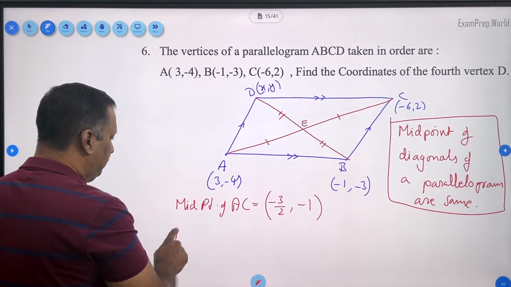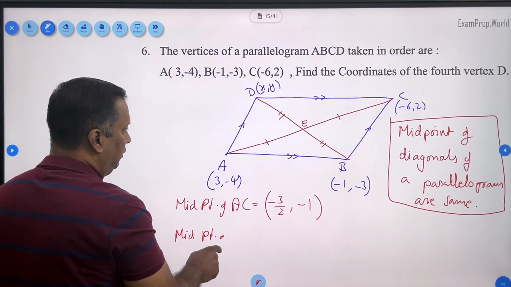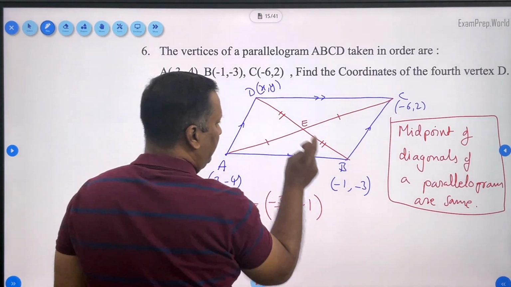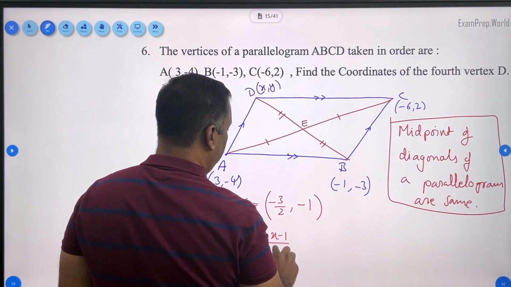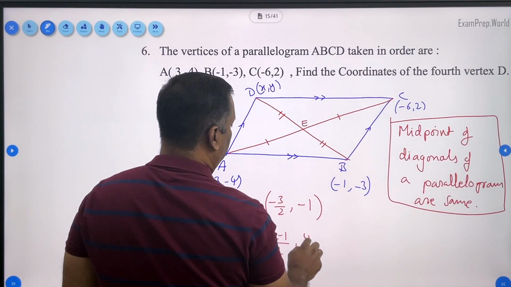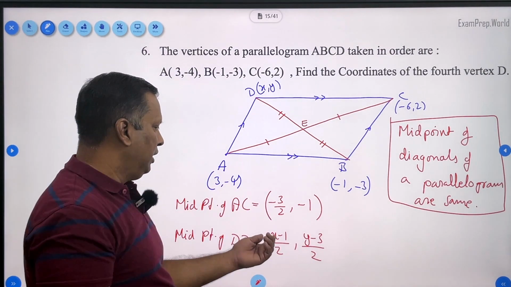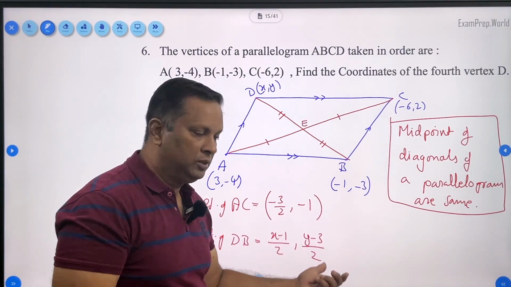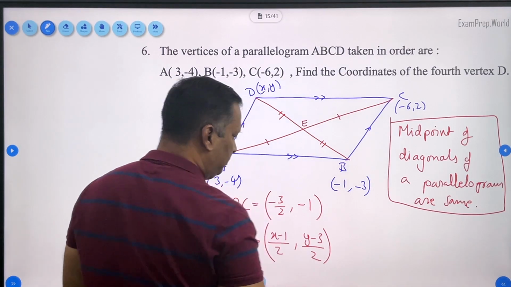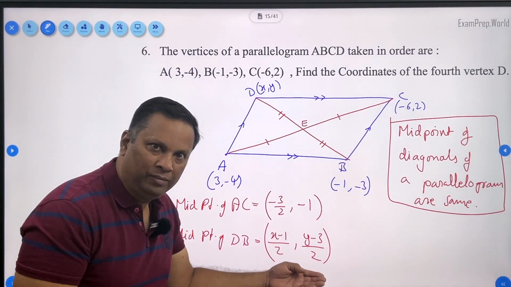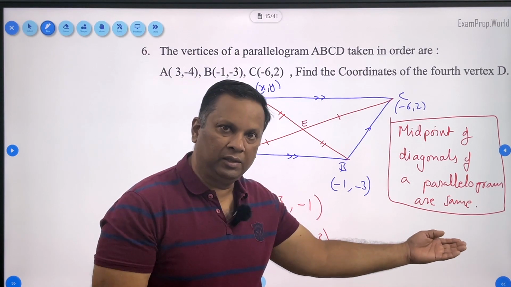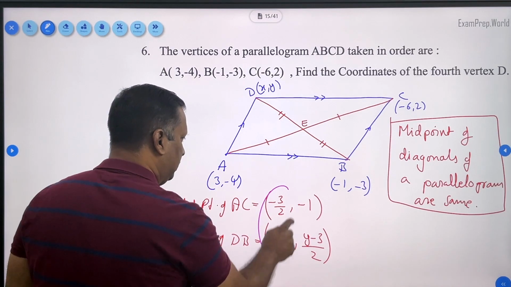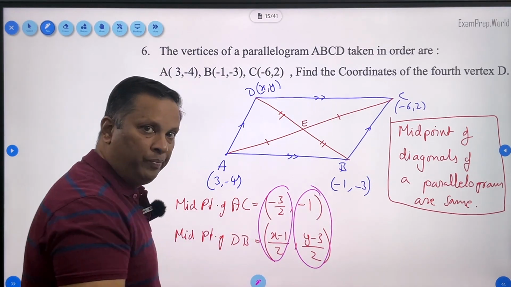Now we will calculate the midpoint of DB. We don't know this coordinate, so x minus 1 by 2 and y minus 3 by 2. Because x plus minus 1 is x minus 1 and y plus minus 3 is y minus 3. So we now know these coordinates. Now this point and this point are the same. As we said, midpoints of both the diagonals are the same. So can we equate them here? Equate this, you will get the values of x and y.